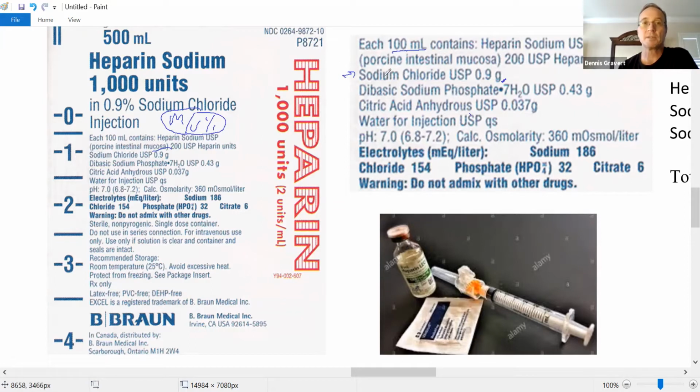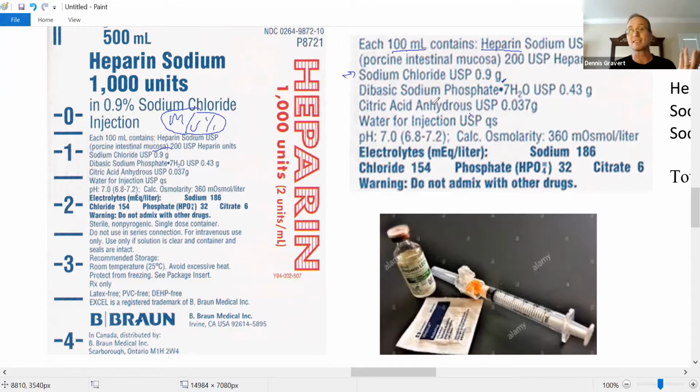Okay, what else is in here besides sodium chloride? Some dibasic sodium phosphate. That's a common name for dibasic. So there'd be 2 sodiums, 1 hydrogen. So that's sodium hydrogen phosphate. And then they add citric acid, and then they have some water. And those are the ingredients, and heparin, the blood thinner itself. Those are the 5 things: heparin, sodium chloride, the sodium phosphate, citric acid, and water.